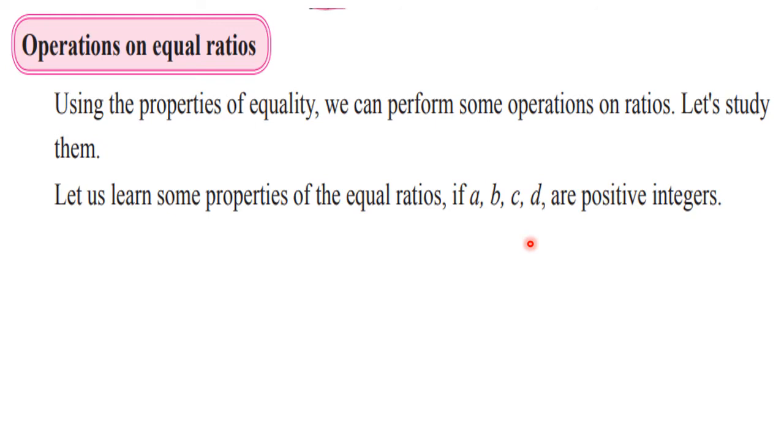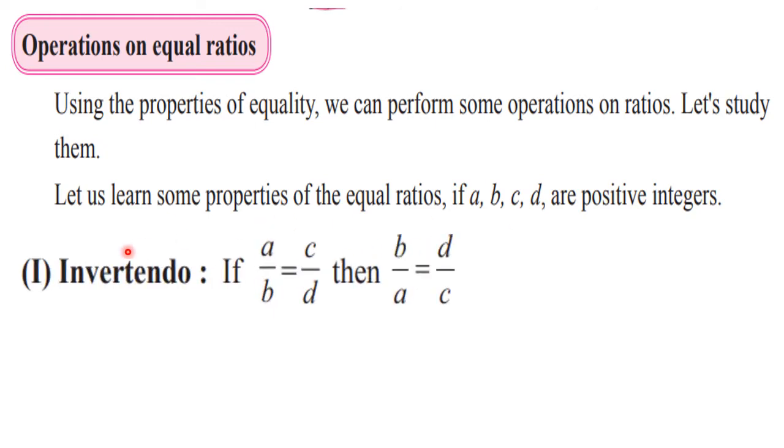So from that, the first operation we can write is called invertendo. You know inverse means we have to write the multiplicative inverse. That 1 upon a is the multiplicative inverse of a. We have to invert it, reverse it. So if we have two equal ratios, a upon b is equal to c upon d. That means always we are going to think of equal ratios. That is why the topic is operations on equal ratios.